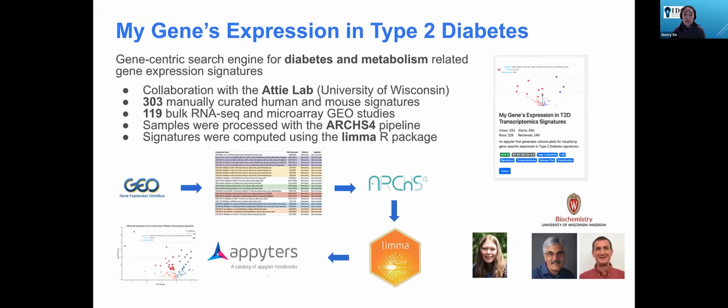So the first Appyter is the type 2 diabetes Appyter, or the T2D Appyter, which I will call it for short. And this allows users to query a single gene against a database of diabetes and metabolism-related gene expression signatures.